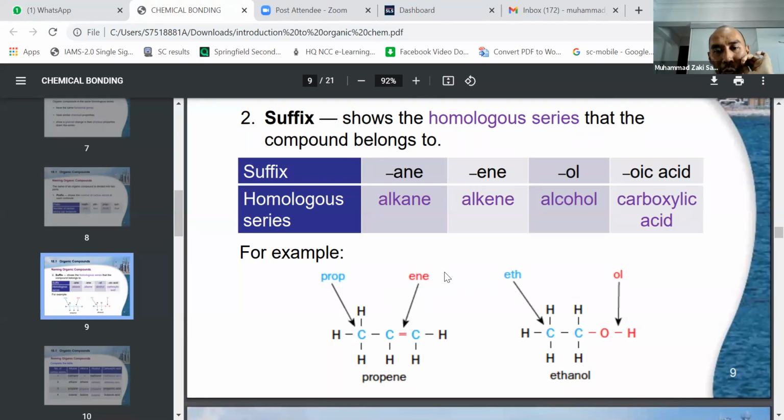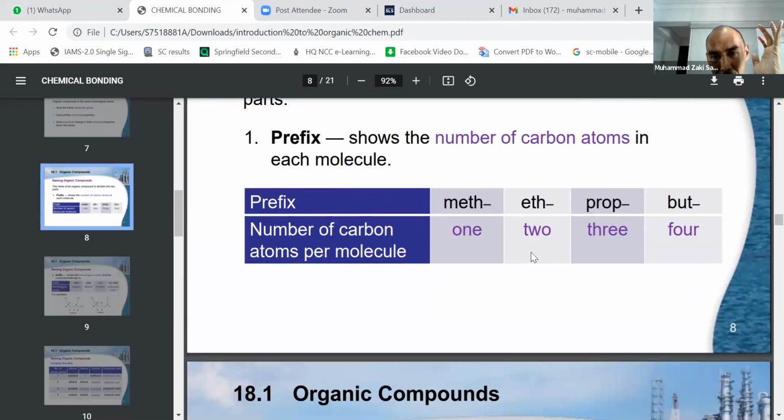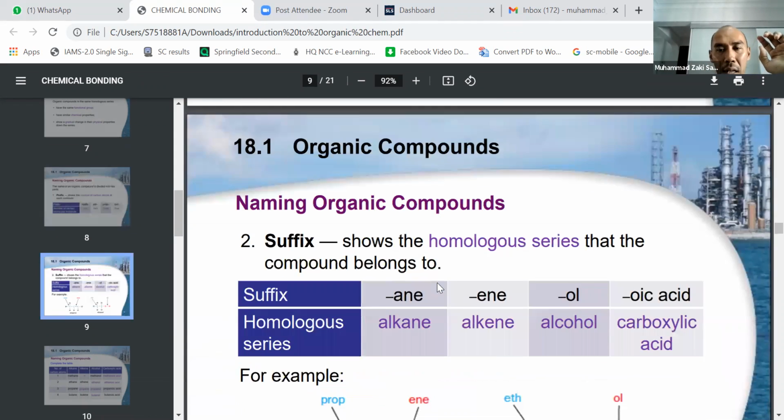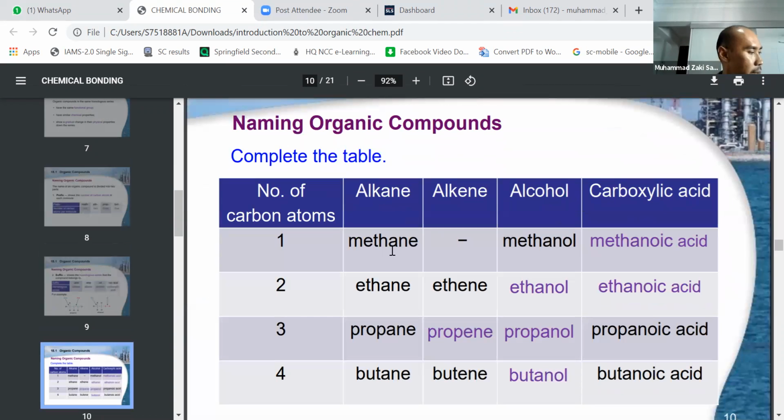And we have also tried to identify the different types of organic compound. In order for you to name an organic compound, you must know the number of carbon atoms. Must know the numbers. 1 meth, 2 eth, 3 prop, 4 but. Then you come to 5 pent, 6 hex, 7 hept, 8 oct. But usually they won't test there. These are examples. Any questions regarding this?